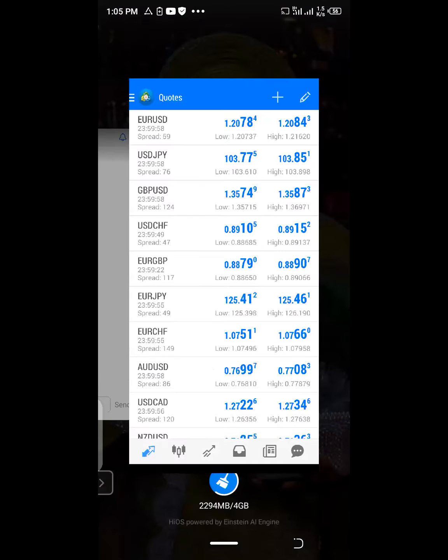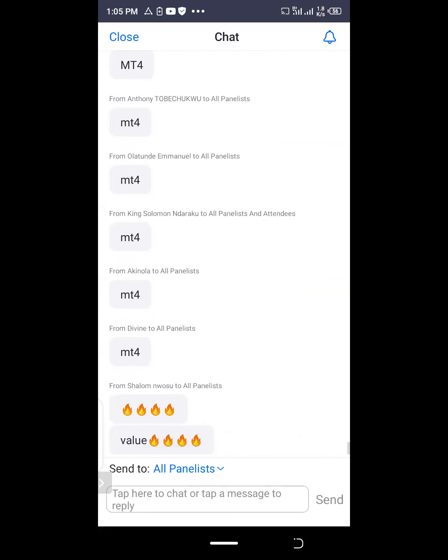Can somebody type it into the chat box? Currency pair. Can somebody type in currency pair into the chat box?